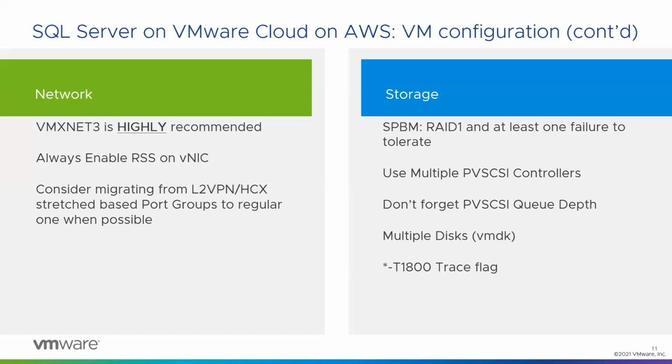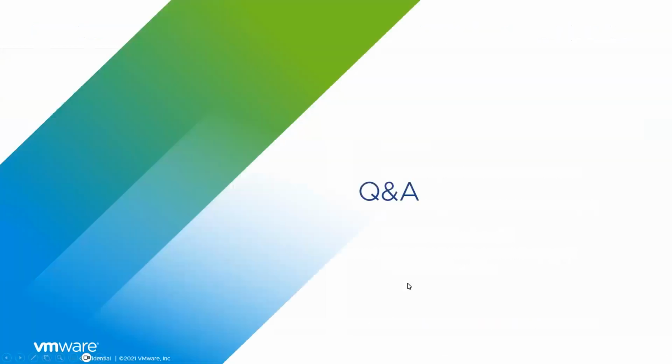So some applications have a way to work around it, some not. On SQL Server, the way to align your transaction log IO to the underlying physical disk format is to use trace flag 1800. With that, let me see if there are any questions.